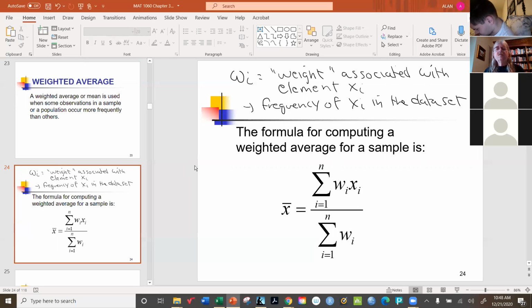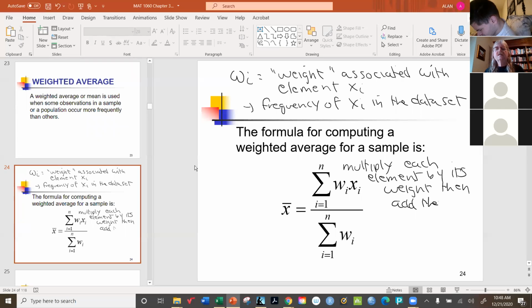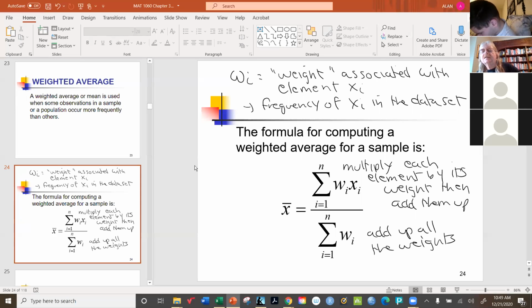So the formula is saying, listen, in the numerator, multiply each element by its weight, then add them up. Down here, we'll just add up all the weights. And you've got your weighted average. So it looks scary, but it isn't, is it? No.